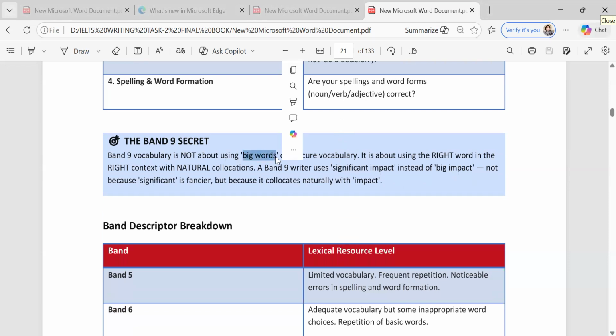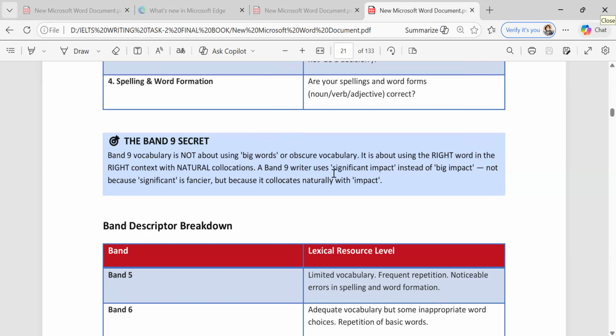Keep in your mind, as I told you about coherence and cohesion, students usually prefer using fancy linkers which the examiner doesn't like. In the same way, the examiner doesn't want you to use big words. Using the right word is more important than using a big word. It is about using the right word in the right context with natural collocations. This is the important part, not big and fancy words.